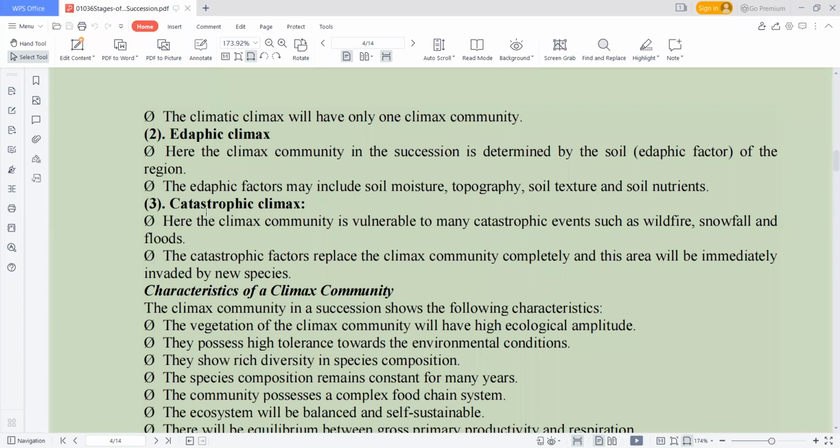The next one is the catastrophic climax. Here the climax community is vulnerable to catastrophic events such as wildfires, snowfall, or floods. The catastrophic factors replace the climax community completely, and this area will be immediately invaded by new species. It is called a catastrophic climax.